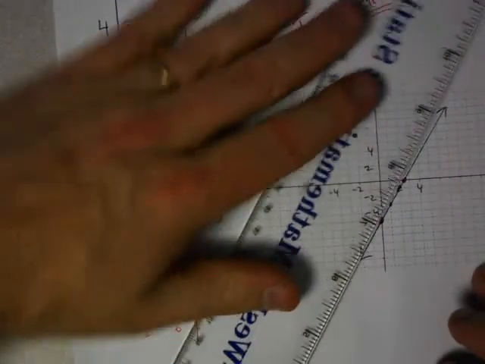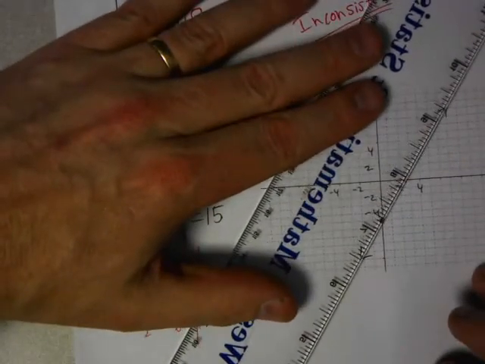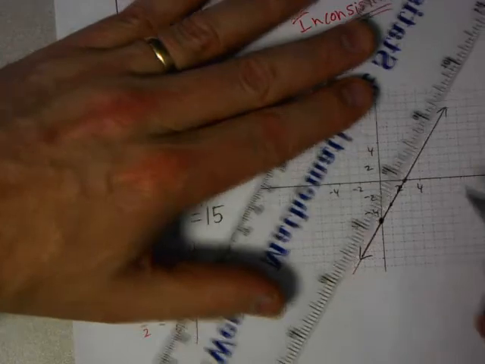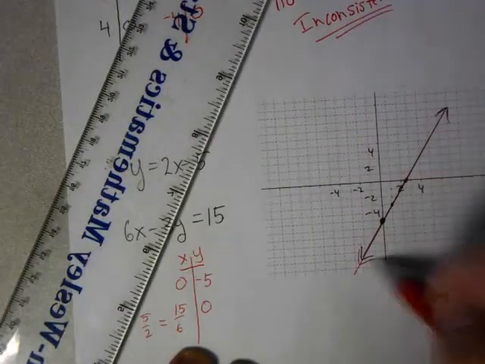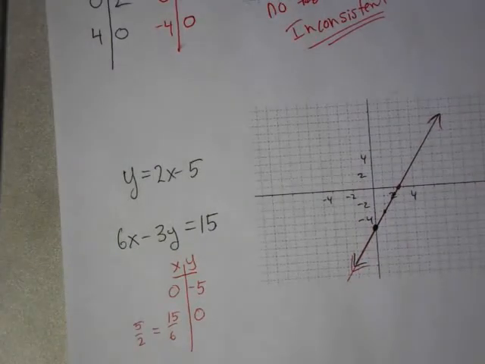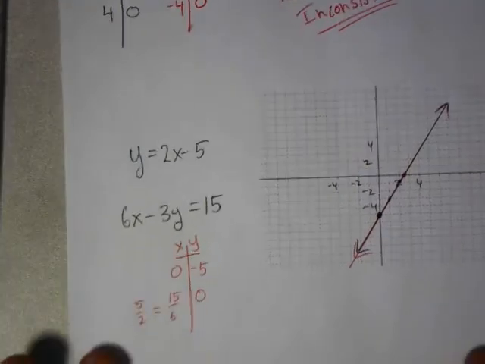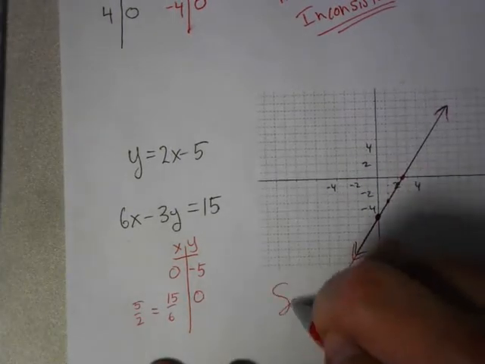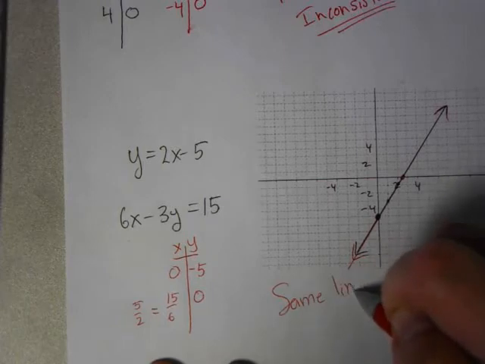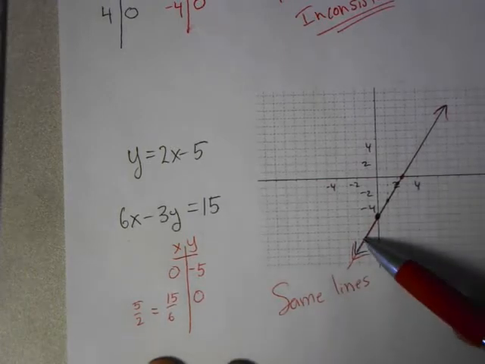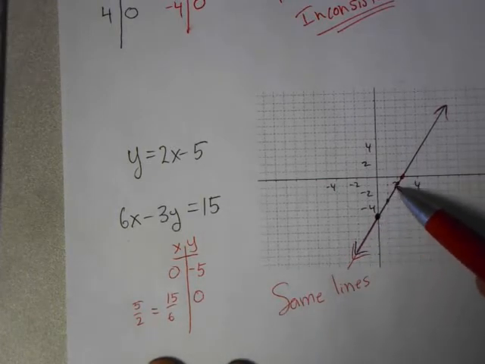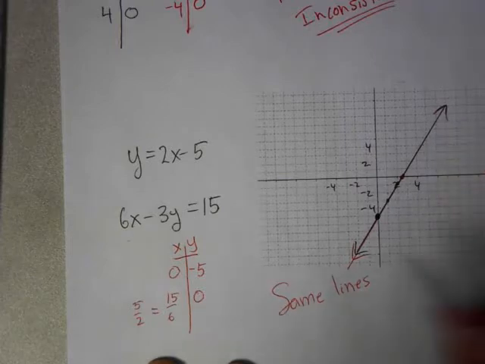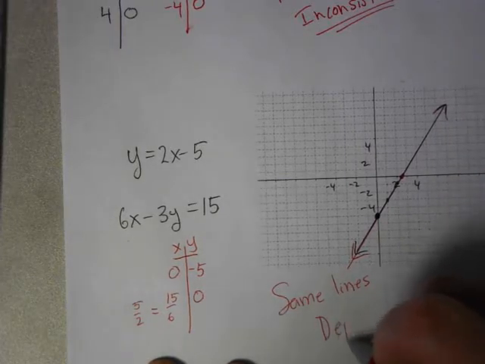So something interesting happens. Well, again, I find it interesting. I get the exact same line. And that can happen. Sometimes when I give you two equations, you can have the exact same line written in two different forms. Okay? So here we have the same lines. So there are an infinite number of solutions. Every point on the line is a solution, and the fancy math word for that is dependent.